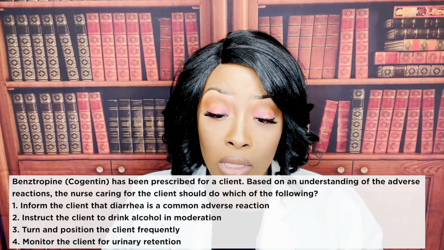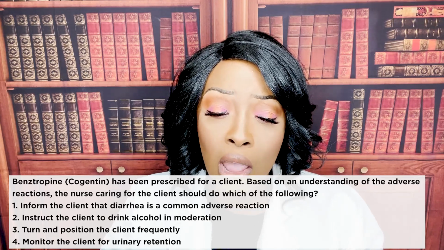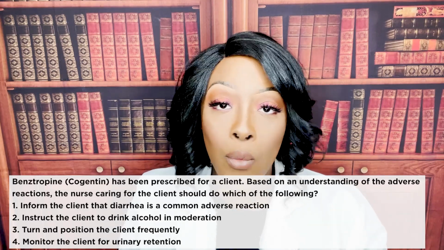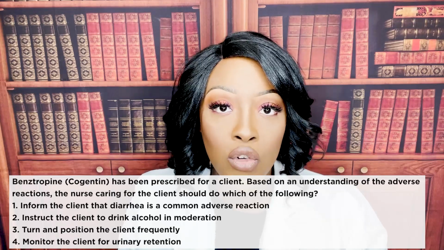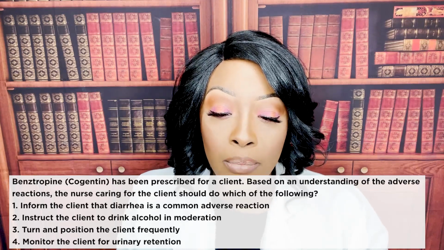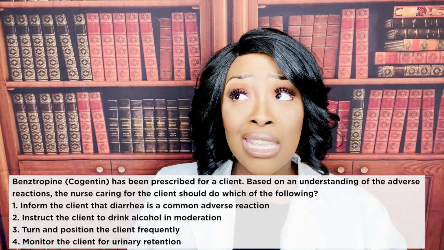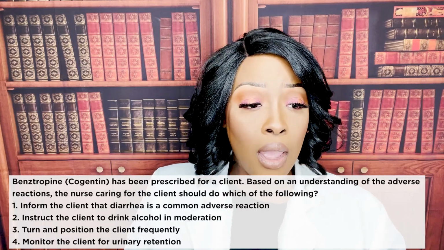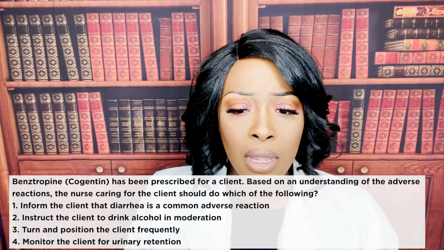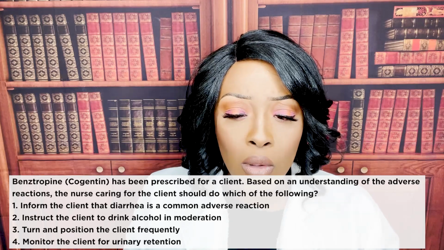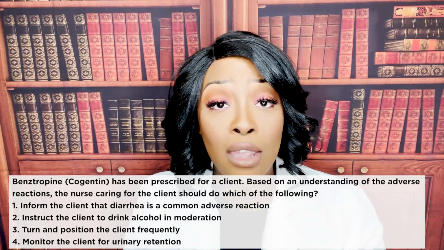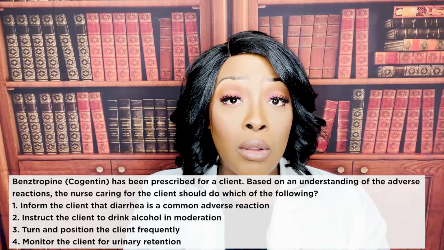Now let's look at our wrong answer choices. 1, inform the client that diarrhea is a common adverse effect. Nope, it's constipation. I just explained to you why. Choice number 2, instruct the client to drink alcohol. We know we are never going to tell patients to drink alcohol while they're taking medications. We're going to tell them to do what? Avoid alcohol. Choice number 3, turn and position a client frequently. This question said nothing about the patient being debilitated, being on bed rest, being bedbound. Why would we have to turn them? So that makes no sense. So the correct answer is number 4, because we know with medications such as Cogentin, which is an anticholinergic, an adverse effect is urinary retention.